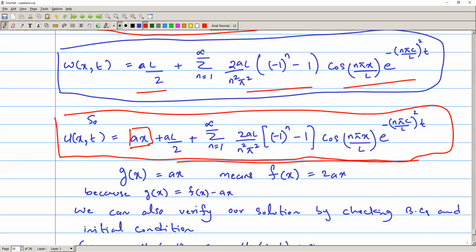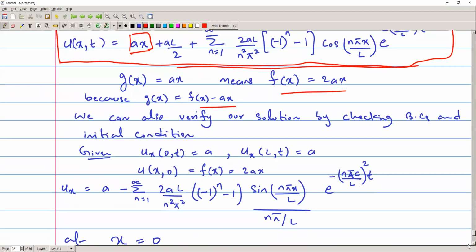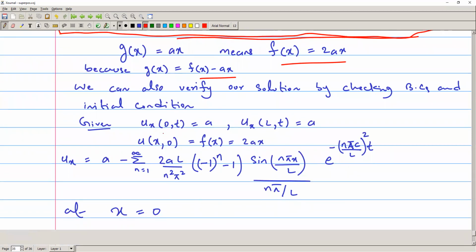And we can check whether this solution is correct or not by using the boundary conditions and the initial conditions. So here we checked g of x is ax. It means that f of x is equal to 2ax, because g of x is equal to f of x minus ax. So here we want to verify the solution. The boundary conditions were given as u at 0 comma t is equal to a, and at l comma t is equal to a also, because we said that a is equal to b. Therefore, u of x comma 0 is equal to f of x, which is 2ax.